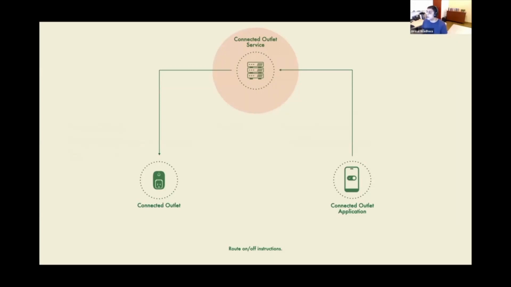I already mentioned a connected outlet. When I'm controlling on and off from a remote phone, the service doesn't need to see what is in my message. It just needs to route my message to my connected outlet. Same is true for a lock, if I'm remotely controlling the lock and giving access to a dog walker or something. Same is true for a camera doorbell.